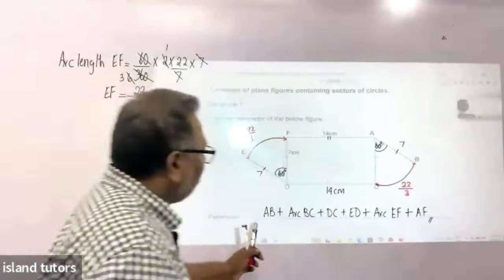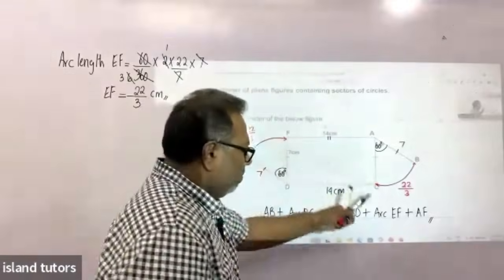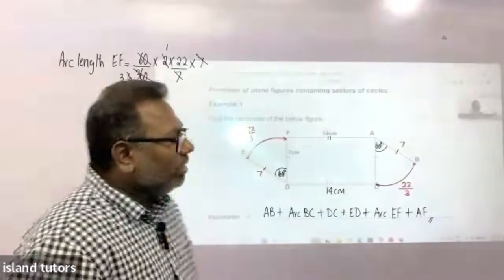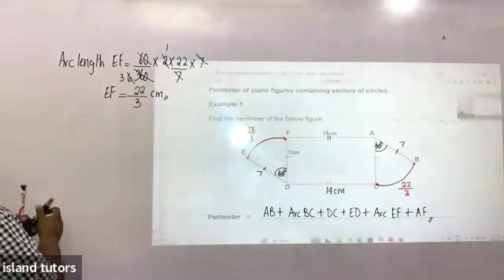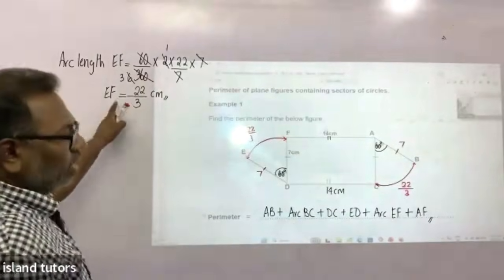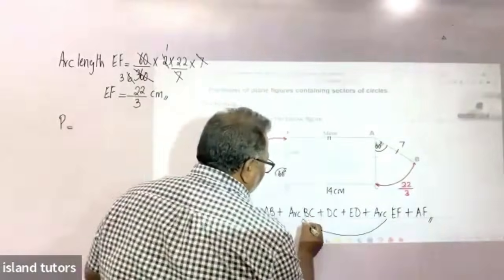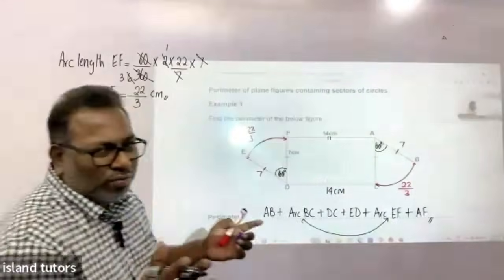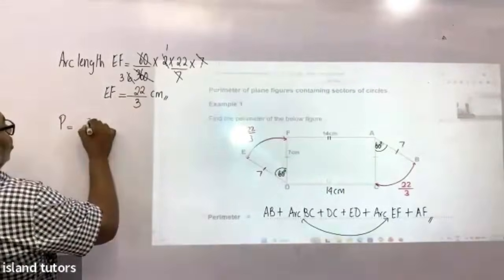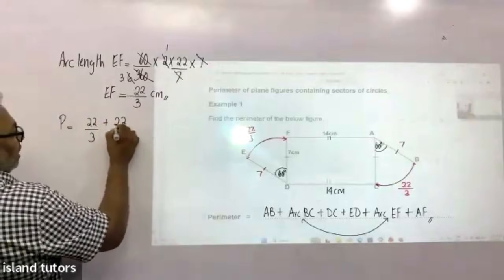Now, we just add up everything. Arc BC and arc EF are both the same. All the other sides we can just add. So the perimeter, therefore, is how much? Perimeter is equal to, I'm going to put the two arcs together. This arc and this arc, I'm going to write it together because it's going to be easier to solve. So 22 over 3 plus 22 over 3.